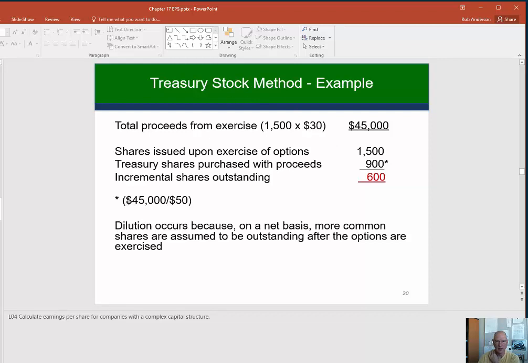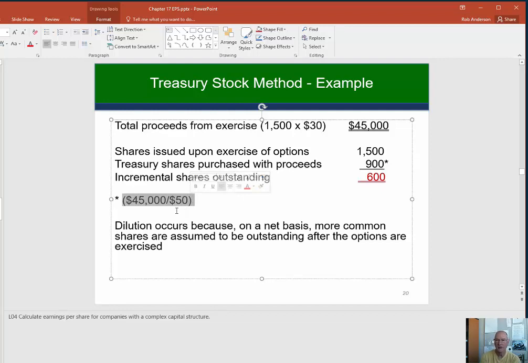So here's the calculation. Here's our $45,000 divided again by the average price during the year. So not the ending price. Make sure you remember that. So 45,000 divided by 50 is 900. So the treasury stock we could have purchased is 900 shares. So if we issued 1,500 and then we repurchased 900 at the market price, we would only end up with 600 more shares. And that's the number we're going to use in our diluted EPS calculation. So keep in mind that 600.